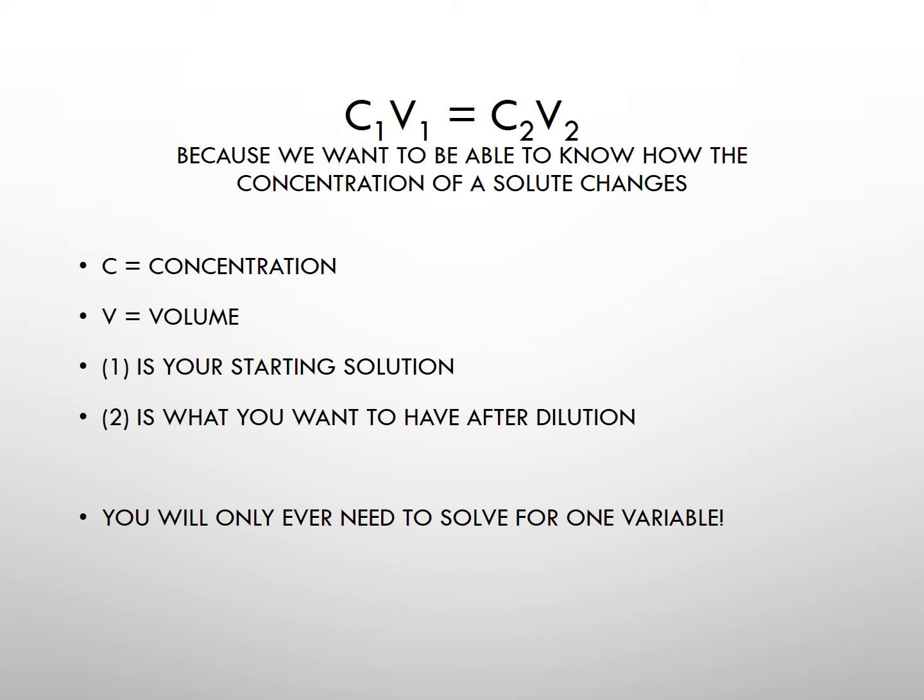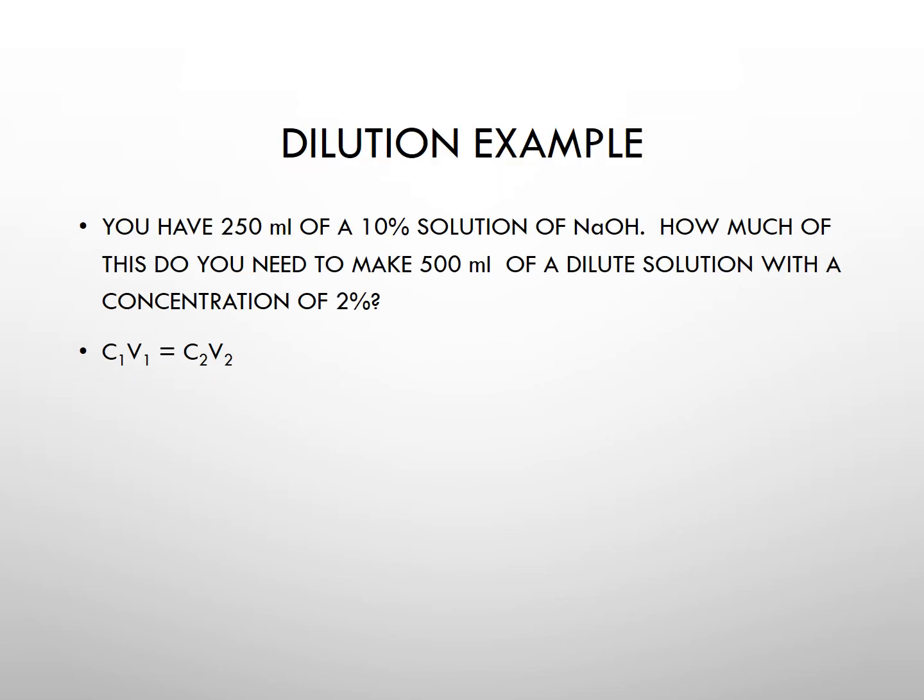Let's go through a walkthrough example of what you might see on a quiz or on a final exam. This is a fairly standard scenario that you might see in a laboratory. You have 250 milliliters of a 10% stock solution of sodium hydroxide. How much of this do you need to make 500 milliliters of a more dilute solution at a concentration of 2%? To start this problem, we can start assigning some of these values to the variables in our C1V1 equals C2V2 equation.